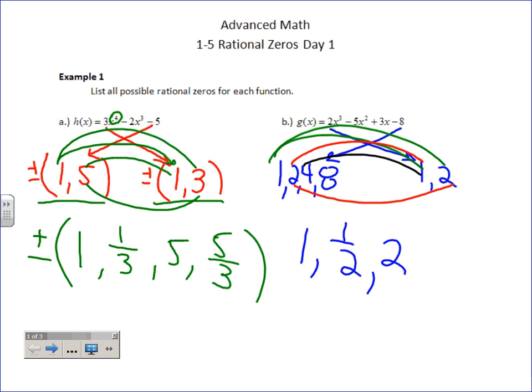Well, that's 4. And then we'll do 4 over 2. Well, that's 2. We already wrote that one, so you don't have to write it again. 8 over 1. Well, that's 8. 8 over 2, that's 4. I already wrote it. So how many possible rational zeros does this particular function have?